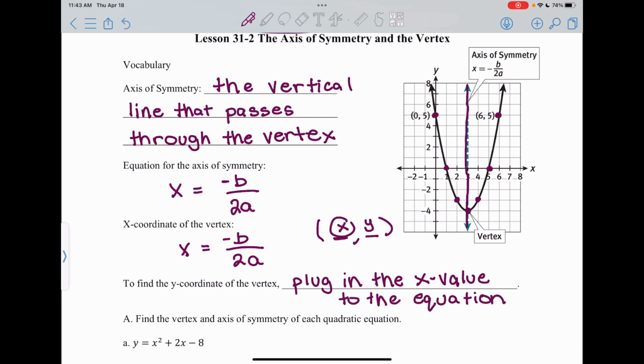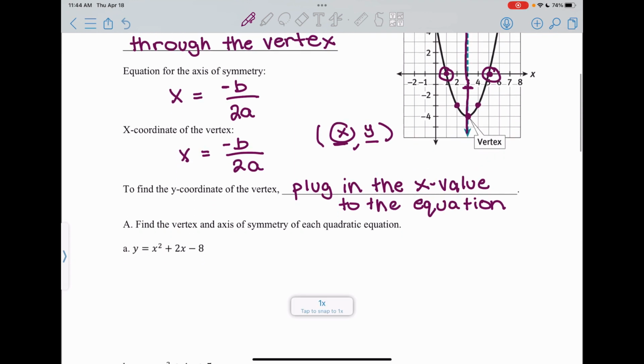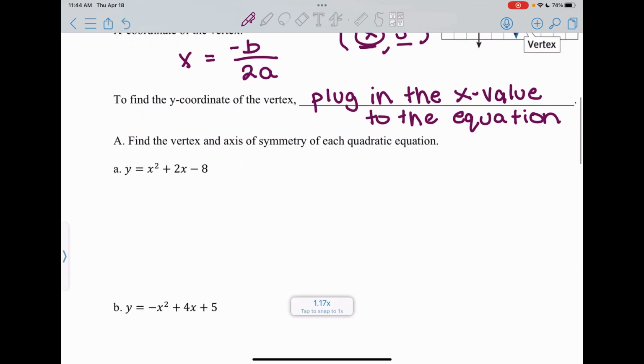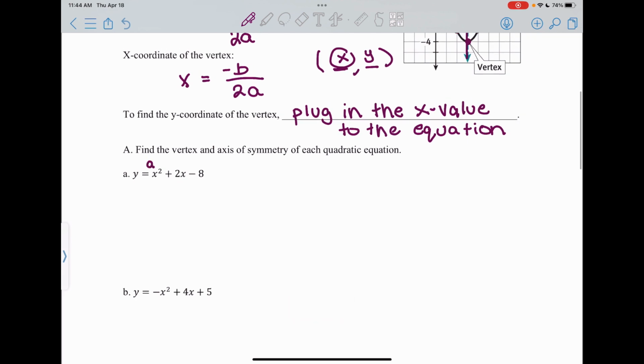This is going to be a lot faster at finding the vertex than our previous method, because before we had to factor to find our x-intercepts, and then we would find the middle between those x-intercepts. But now we can find the vertex without finding the x-intercepts at all. So let's try this. Given my quadratic equation, I am going to start by labeling a, b, and c.